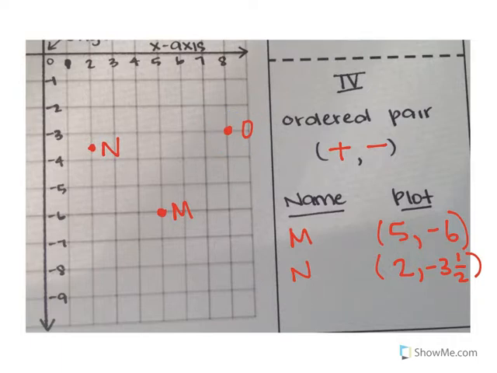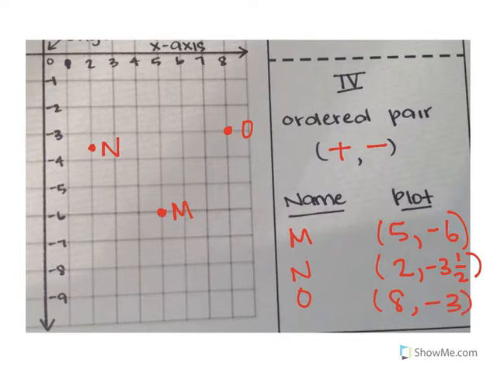The name of this point is O, and because we traveled 8 spaces to the right from the origin, our x-coordinate is 8, positive 8, and because we would have to travel down 3 spaces along the y-axis from the origin, our y-coordinate is negative 3.